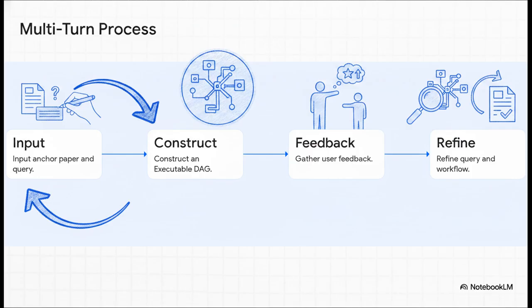From there, PaperPilot constructs what's called an executable directed acyclic graph, or a DAG. Now, DAG sounds like a lot of heavy computer science jargon, but it really just means a clear, transparent flowchart of logical operations that only move forward in one direction.